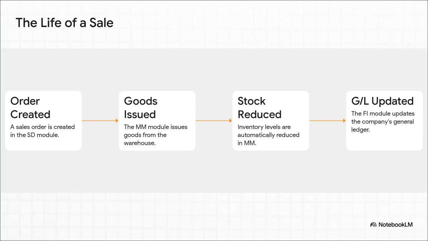Okay, so let's follow the breadcrumbs on one single sale. It all kicks off when a sales order gets created in the SD module. That's the first domino. And instantly, that first domino knocks over the next one. It triggers the materials management module to issue the goods from the warehouse. And the moment that happens, boom, the inventory count in the system drops automatically. And then that action, the goods physically leaving the building, that's the trigger for the finance module to update the company's books, the general ledger. It is a perfect, unstoppable chain reaction.